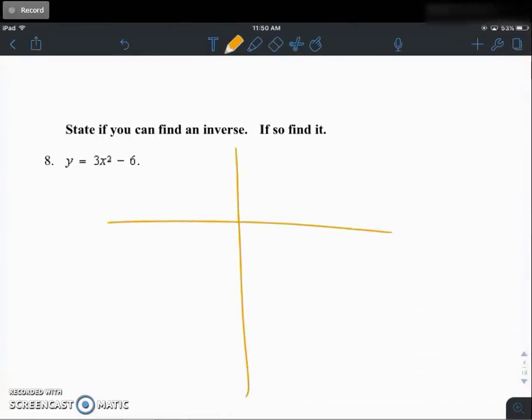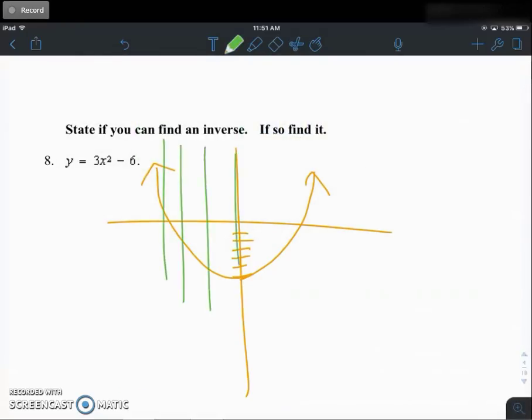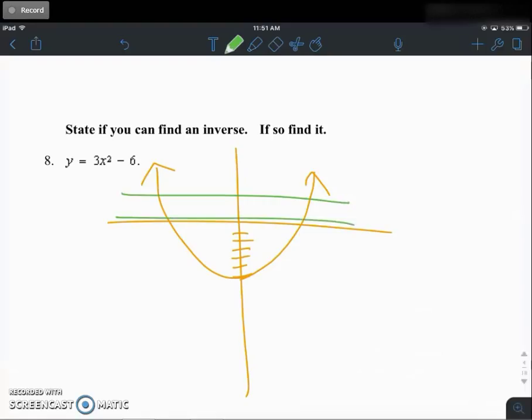Alright, so I go down 6, 1, 2, 3, 4, 5, 6. There's my graph. Alright, again, this is going to be a function because it passes the vertical line test, but it is not going to be 1 to 1 because it's failing at all of those points. It's hitting more than once on that graph. So this also has no inverse.